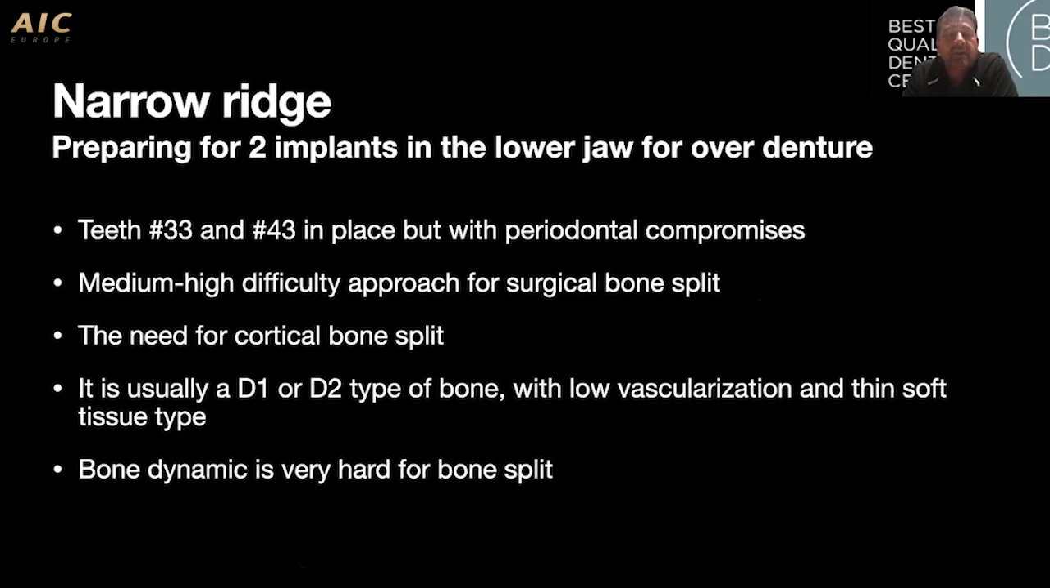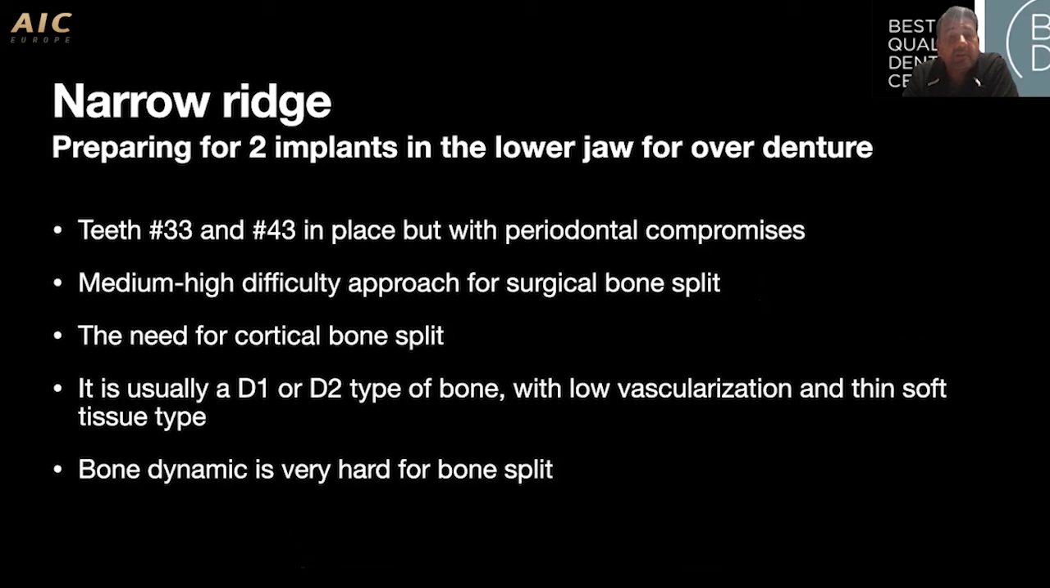Another example was preparing 2 implants in the lower jaw for an overdenture. So in this case, what would we have? We have 2 teeth, 33 and 43, in place, but with periodontal compromise. We know that we have a medium-high difficulty approach for surgical bone split.